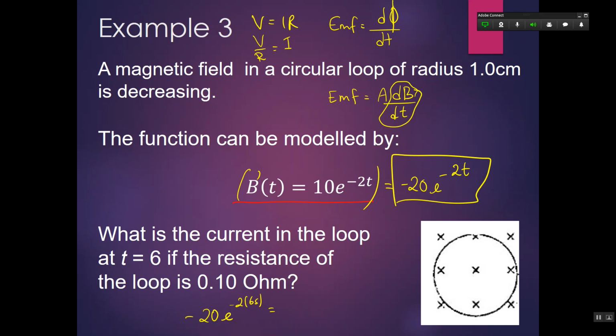Someone have an answer for me? Just for the change, I'm not asking for anything else here. Minus 1.23. Can you give me some units? So think about it. The change in magnetic field is a function of time, so it would be... Anyone? Yeah, absolutely. Teslas per second.